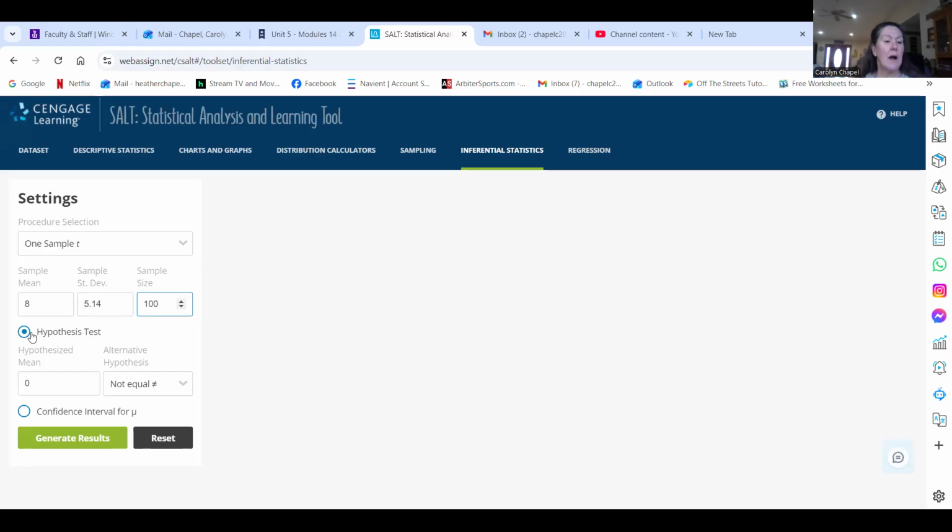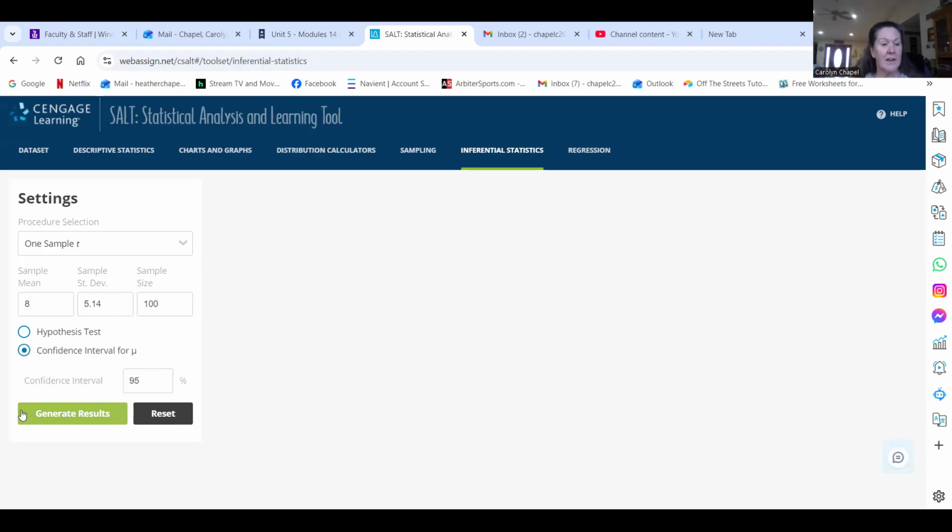Now that we have two options, we've got a couple of buttons we could choose. We could choose the hypothesis test, which will be later in this course, or confidence intervals for our mean, which is exactly what we are calculating. So we're going to click that button. Notice they ask for the confidence interval size. We want, for this problem, a 90%. So I'm going to get all of that information in right there, and then we want to generate the results.